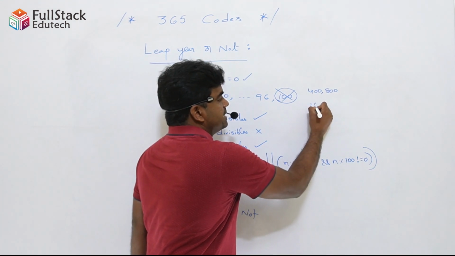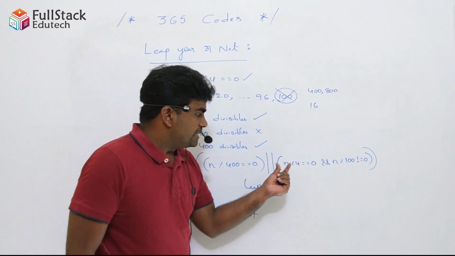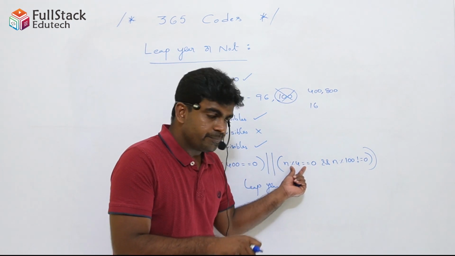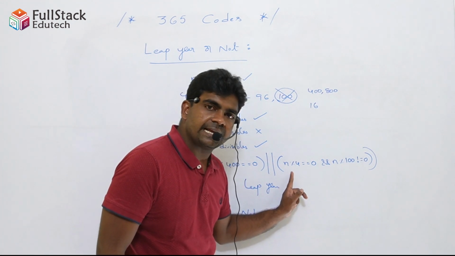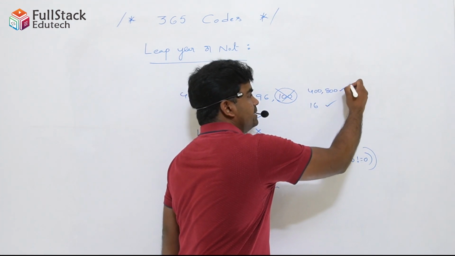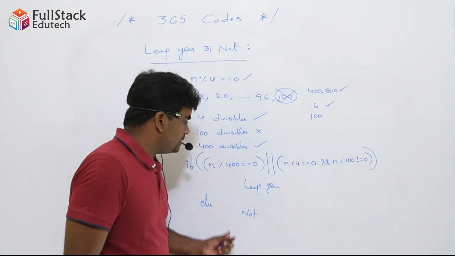Suppose I am taking 16. 16 is not divisible by 400. But 16 is divisible by 4, and 16 is not divisible by 100. So this condition is satisfied. It's a leap year.